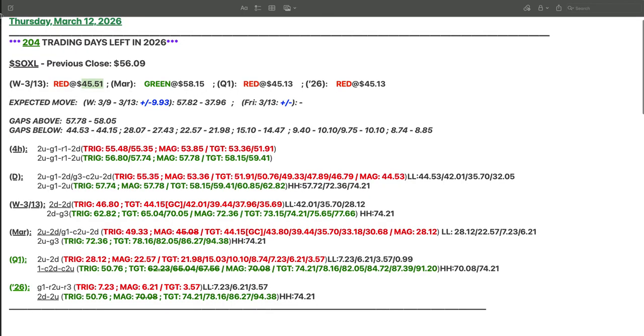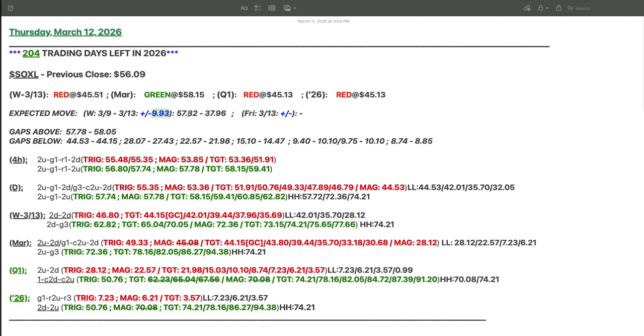So we know that the market maker's expected move for this week was plus or minus $9.93 from the close on last Friday, which gave us an expected range of 57.82 to 37.69. Again, you can see we're pressed up towards that top part of that range, and that 57.82 we've rejected 2 days off of that level now, both yesterday and today. So market makers are right 70% of the time, so just keep that in mind.